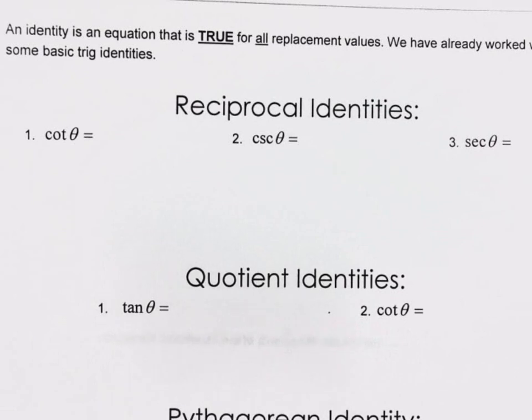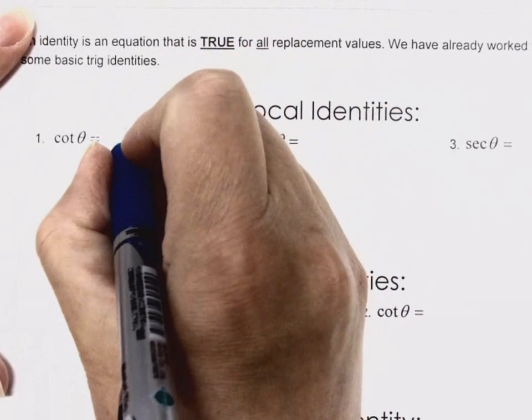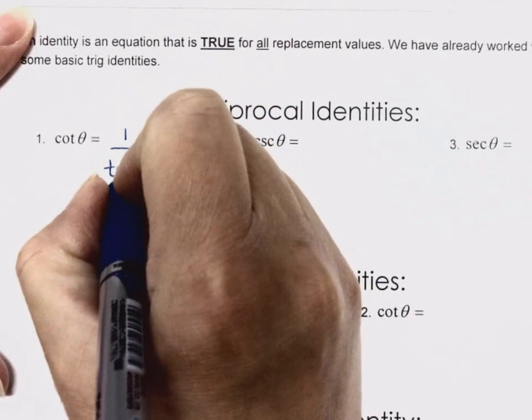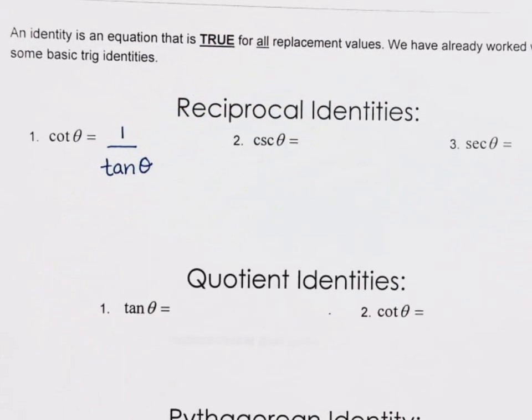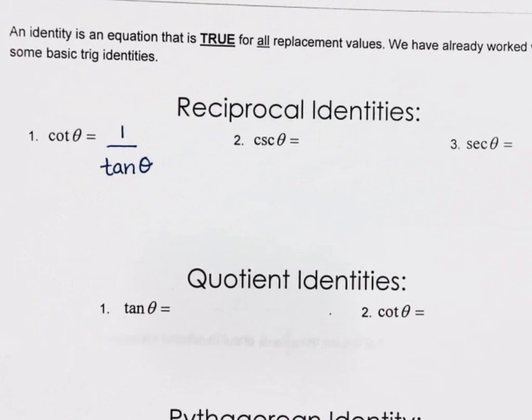Okay, so reciprocal identities, you guys already know these ones. We've already done reciprocal functions in the trig unit. So cotan is a reciprocal function of tan. So cotan is equal to 1 over tan theta. Pretty straightforward, right? Easy peasy. What's the other one?